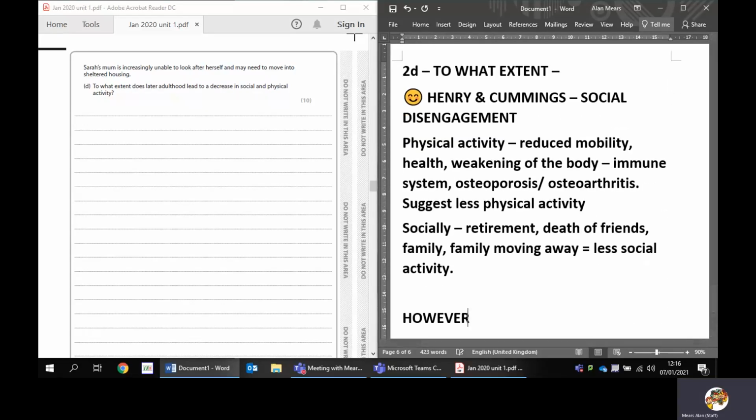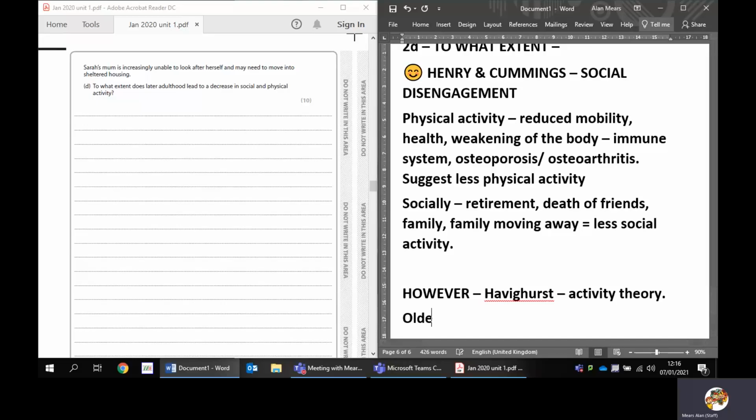However, the opposite side, to what extent? However, it's also worth noting that you've got Havighurst and activity theory. You've got older people remaining healthy and active.